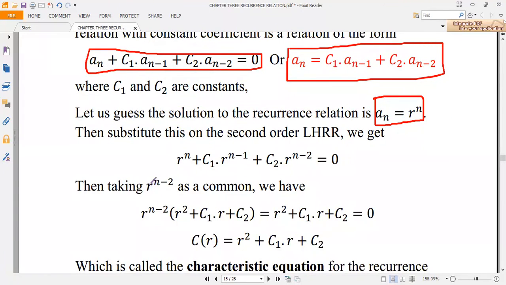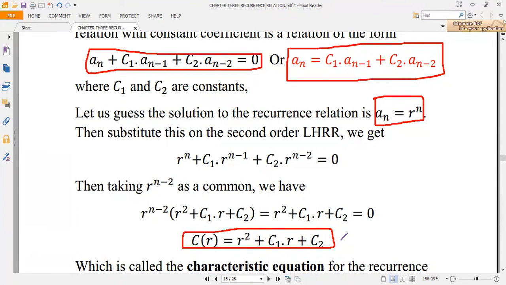Now taking the common term in this equation, which is r to the power of n minus 2, we get r to the power of n minus 2 times r squared, which is the remaining part from r to the power of n, plus C1 r plus C2. Dividing r to the power of n minus 2 on both sides, you'll get r squared plus C1 times r plus C2, and this equation is said to be the characteristic equation or the characteristic polynomial of the recurrence relation.